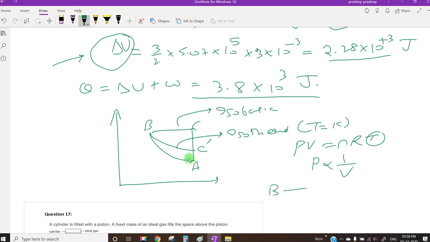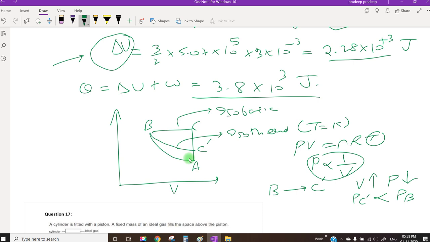If I focus on B to C dash, what you will observe is that the volume is increasing, and because of this inverse relation, we can say that pressure is decreasing. So the pressure at C dash will be less than pressure at B. Is this clear now? Understood, sir.